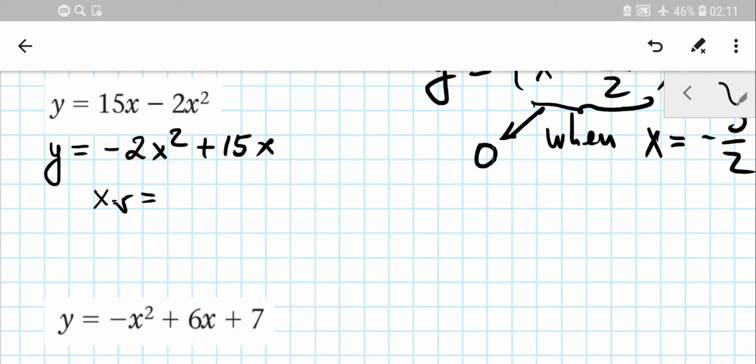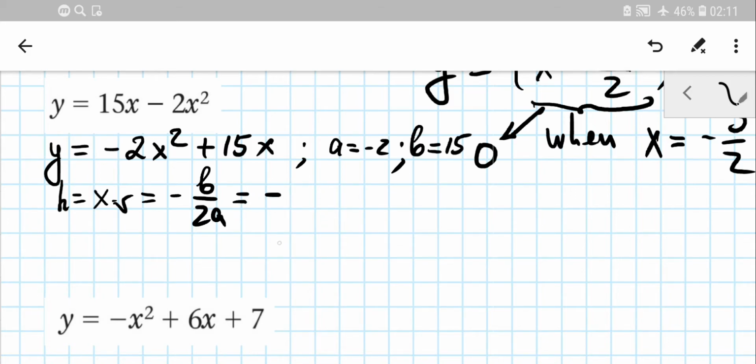Okay, the vertex is negative b over 2a, so the x vertex simply means I'm calculating h. In our case, a is negative 2, and b is 15. All right, if I plug in the numbers, I'll get negative 15 over negative 2 times 2, so negative 4, and finally I'll get 15/4.